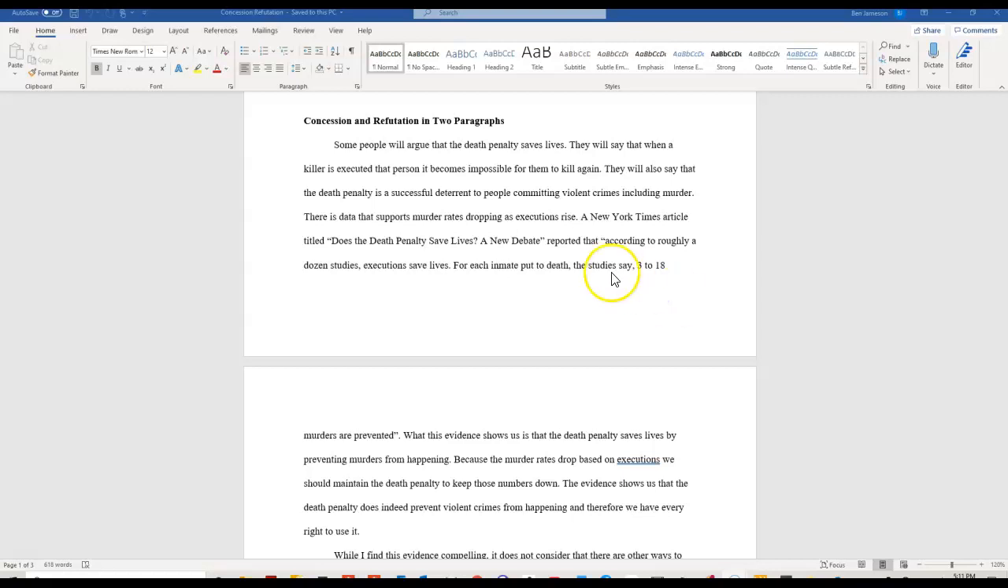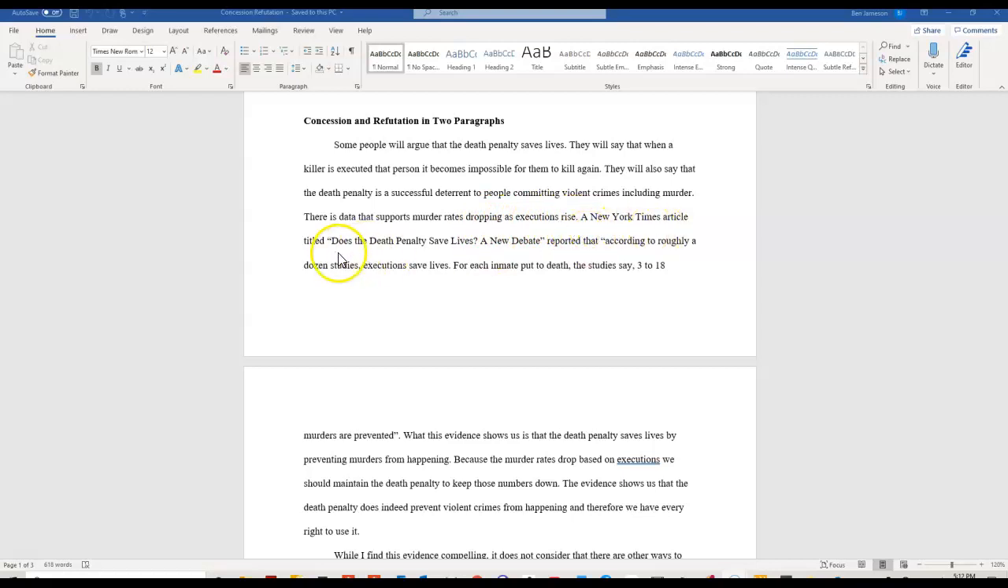So anyway, here's a concession and refutation in two paragraphs. Some people will argue that the death penalty saves lives. They will say that when a killer is executed, it becomes impossible for them to kill again. They will also say that the death penalty is a successful deterrent to people committing violent crimes, including murder. There is data that supports murder rates dropping as executions rise.